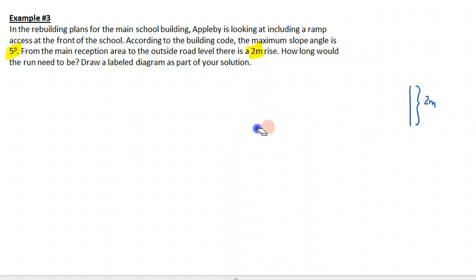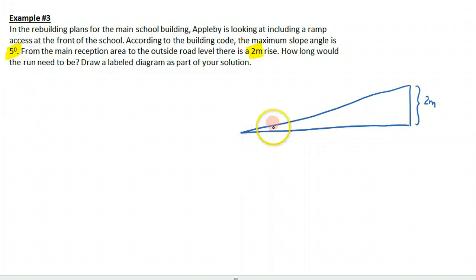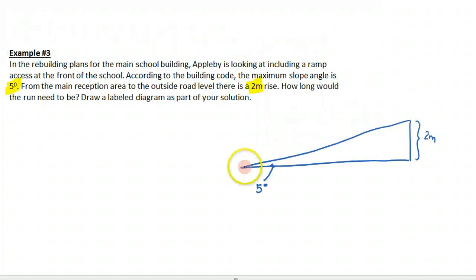So let's see if we can draw that a little straighter, shall we? There is our ramp. So we know the angle in here is 5 degrees, and don't forget to include that degree symbol. It's very important. Now, what do we want to find? We want to find how long the run would need to be. So the run would be the distance from the point here to here, and this is where labeling would be useful. So let's go A, B, C. So we want to find the run, and on my diagram I'm going to label that run X.